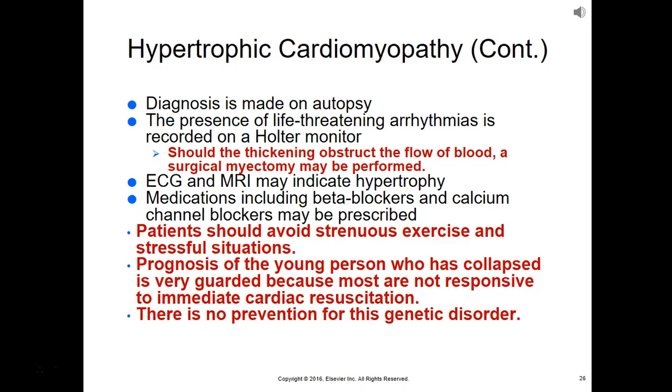The prognosis of the young person who has collapsed is very guarded because most are not responsive to immediate cardiac resuscitation. So if a point has come where the person has collapsed, we don't tell parents that we think it will be okay. We do not tell parents that there's a good prognosis for that child because oftentimes CPR does not resuscitate them. There is, scarily, very scarily, no prevention for this genetic disorder.